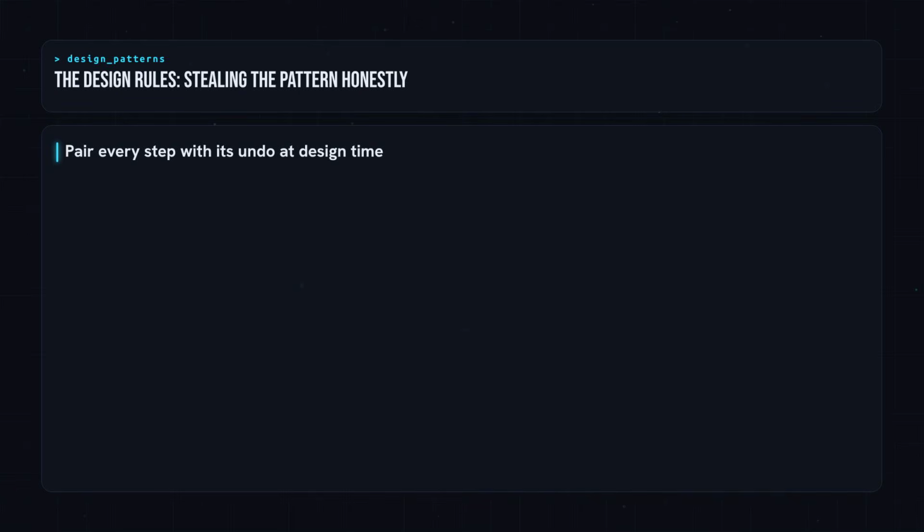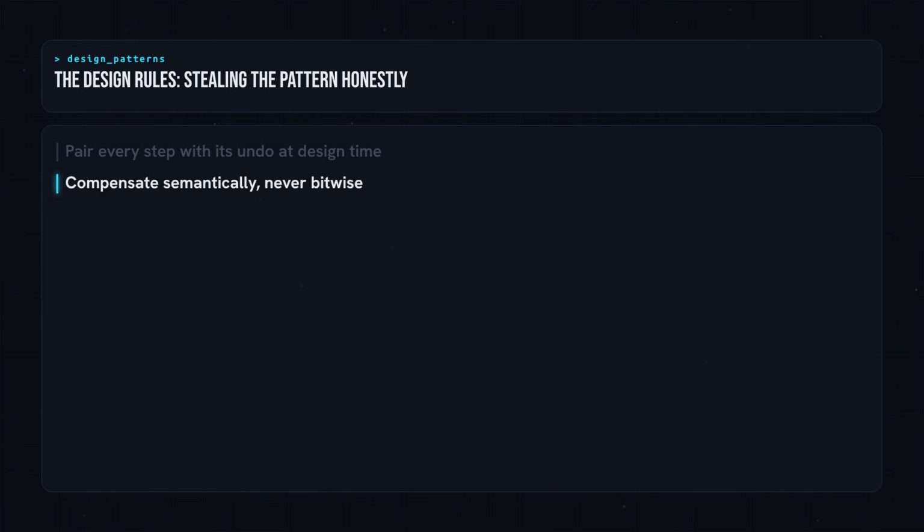The portable checklist, 5 rules. 1. Pair every step with its undo at design time. The moment you write a forward operation, write down what would cancel it. If you cannot say what the compensation is, you have discovered an irreversible step, and that discovery belongs in design review, not in an incident.